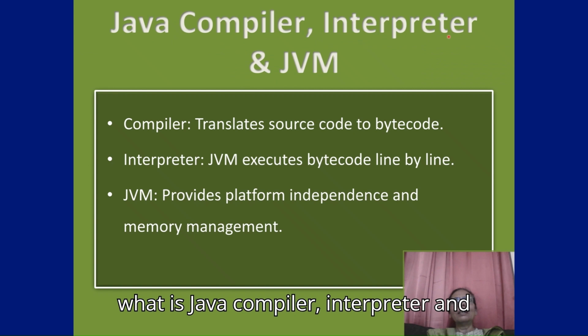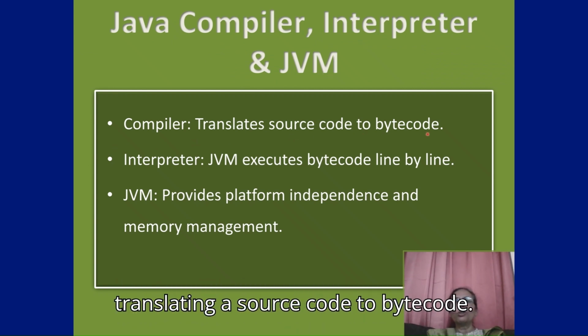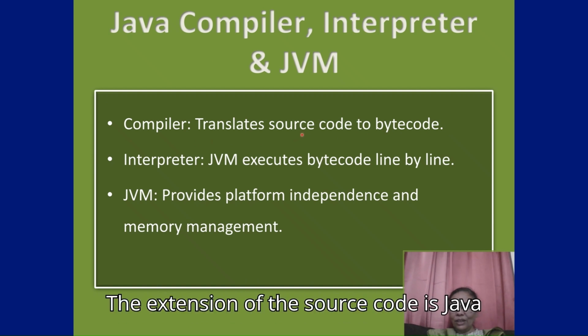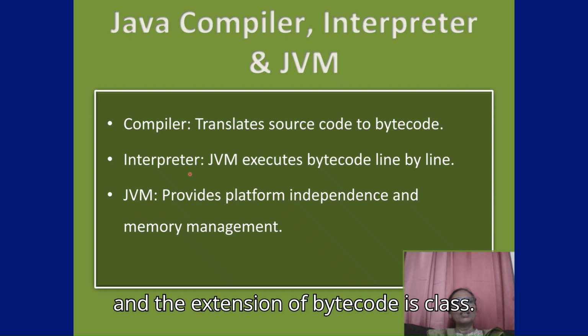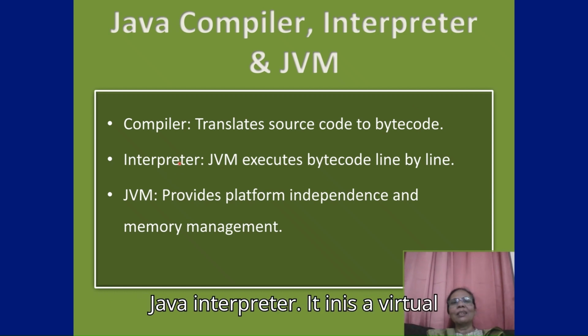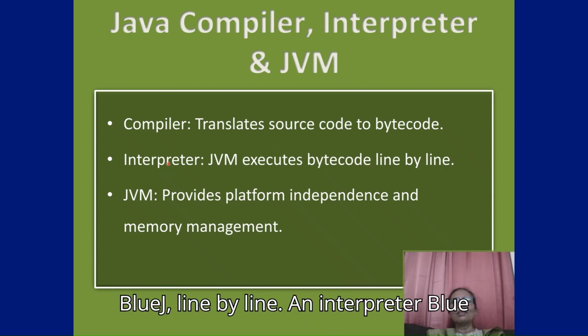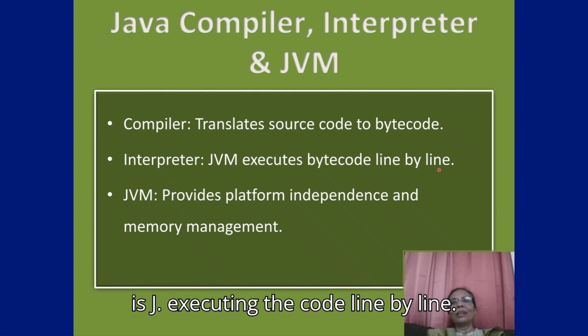Now, what are the Java compiler, interpreter, and JVM doing? So the Java compiler is translating source code to bytecode. The extension of the source code is .java and the extension of bytecode is .class. The Java interpreter is the JVM. So JVM is a Java interpreter. It is a virtual machine which is executing bytecode line by line. An interpreter is executing the code line by line.